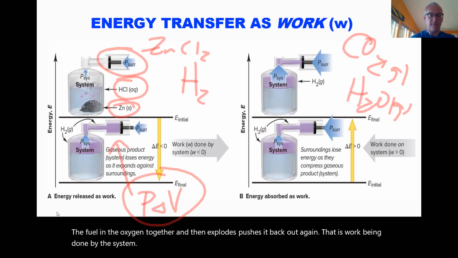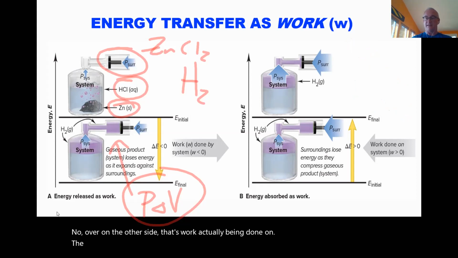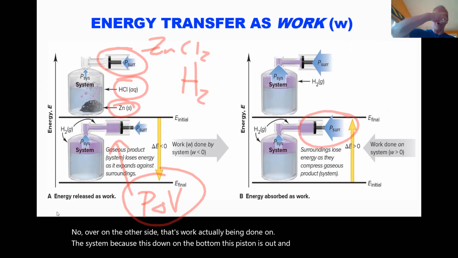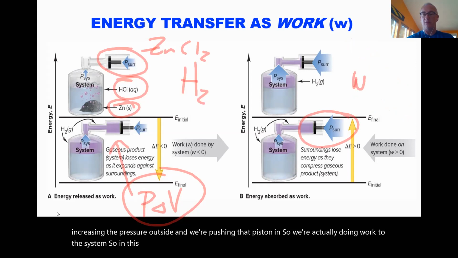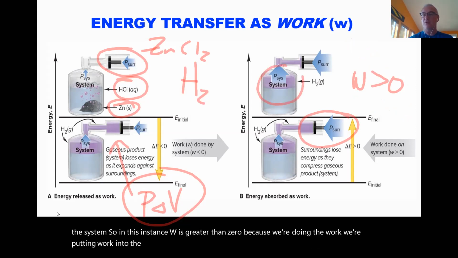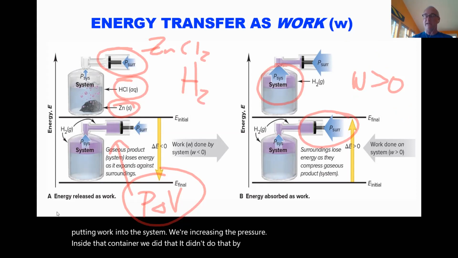Now over on the other side, that's work actually being done on the system. Because down on the bottom, this piston is out. And now we're pushing it in. We're increasing the pressure outside, and we're pushing that piston in. So we're actually doing work to the system. So in this instance, W is greater than 0 because we're doing the work. We're putting work into the system. We're increasing the pressure inside that container. It didn't do that by itself. We did that. So we did work on the system.